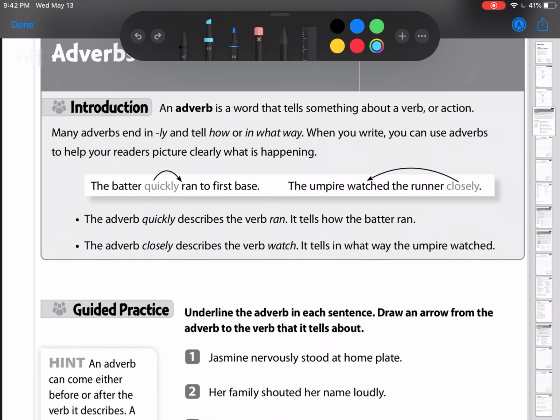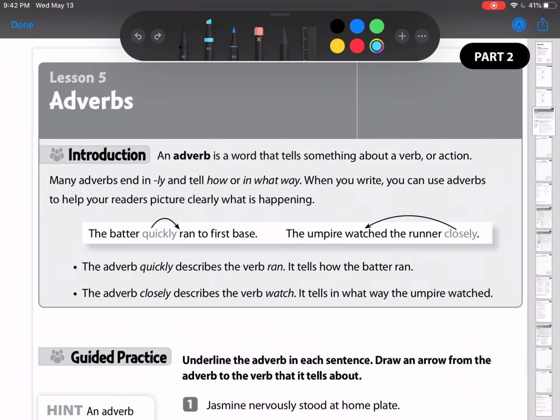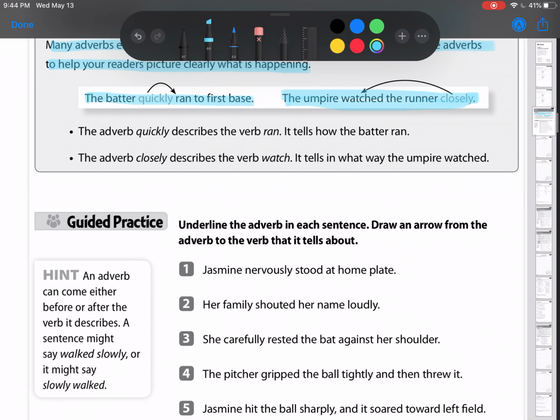So, let's look at adverbs. An adverb is a word that tells something about a verb or action. Many adverbs end in ly and tell how and in what way. When you write, you can use adverbs to help your readers picture clearly what is happening. The batter quickly ran to first base. The umpire watched the runner closely. The adverb quickly describes the verb ran. It tells how the batter ran. The adverb closely describes the verb watch. It tells in what way the umpire watched.